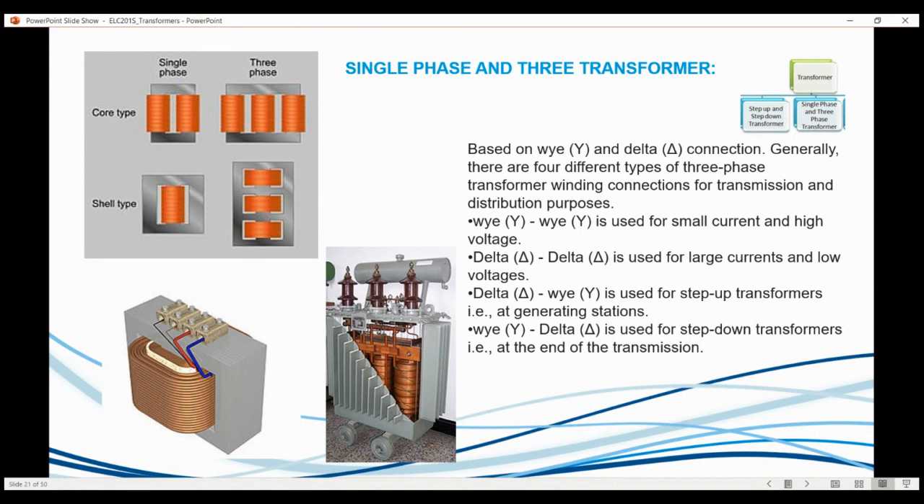And we have different configurations for a three-phase transformer: star-star, delta-delta, or delta-star, which is quite common. For step-down transformers, we have delta-star, and star-delta at the end of transmission. So those are the two typical ones. Star-star and delta-delta exist, but for power transmission we look at delta-star and star-delta.